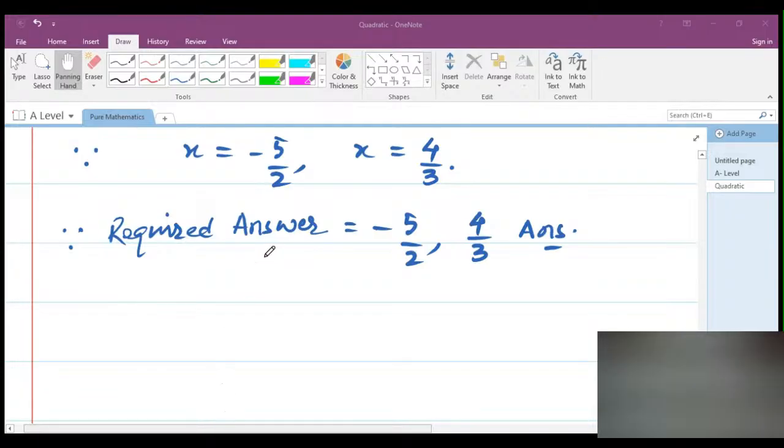So let's see the last question of exercise 1A, question number 1 F. x into 10x minus 13 equal to 3.